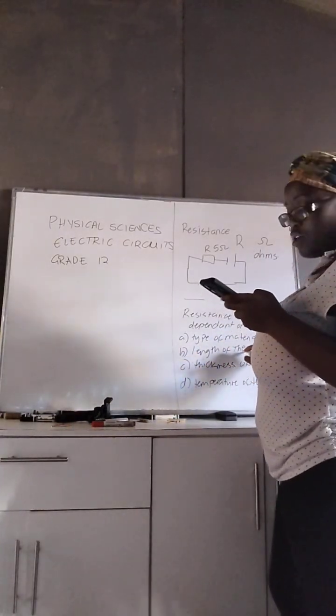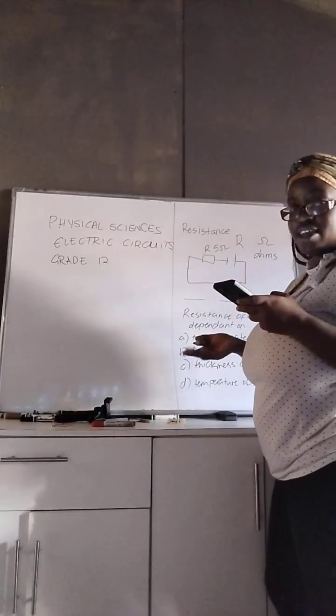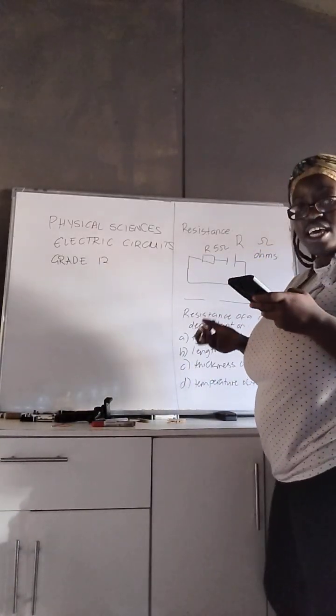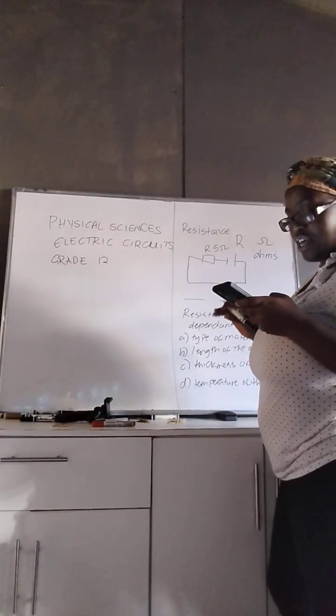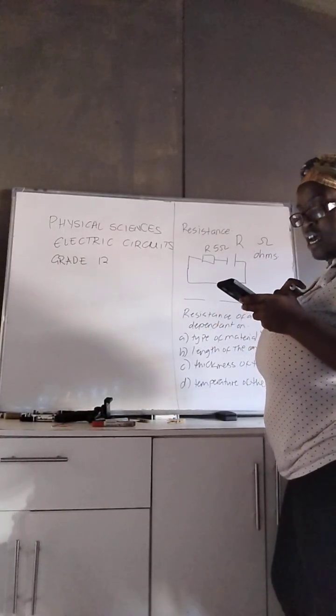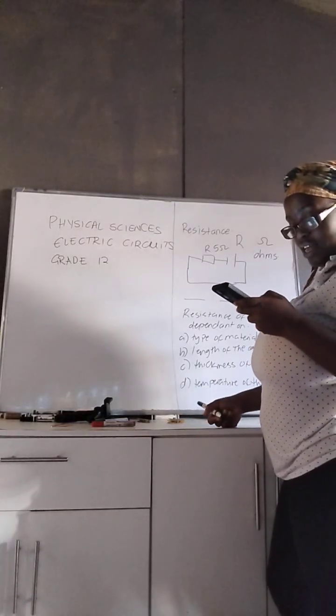So the type of material used, this is number one. The length of the conductor: if the length is long, then the resistance is greater. Number three, if the conductor is very thick, then the resistance is going to be very small. And if it's very hot, then it's going to be more resistant.